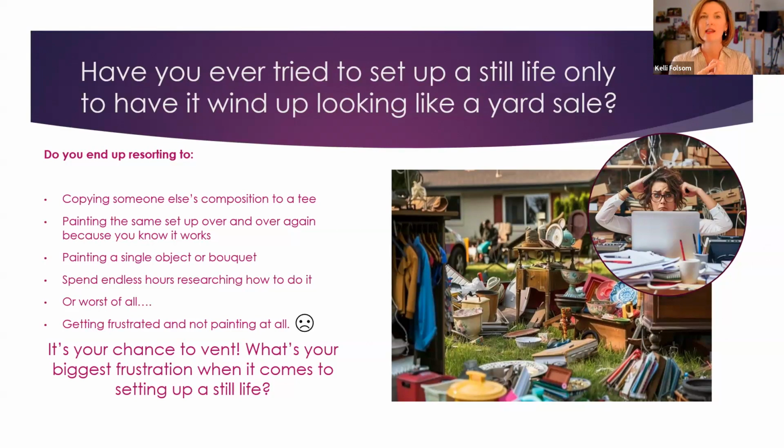Sometimes whenever that happens, here's some of the things that we can begin to resort to, right? Copying somebody else's composition to a T because we don't know how to set up our own. Maybe even painting the same setup over and over and over again because you know that that setup works, or perhaps even just painting a single object still life, which, nothing wrong with that. There are some very beautiful single object still lifes, but there's so much more available to you. Or maybe just a simple bouquet of flowers. These are things that you can fall back on as crutches if you haven't built your skill set with setting up a still life composition.